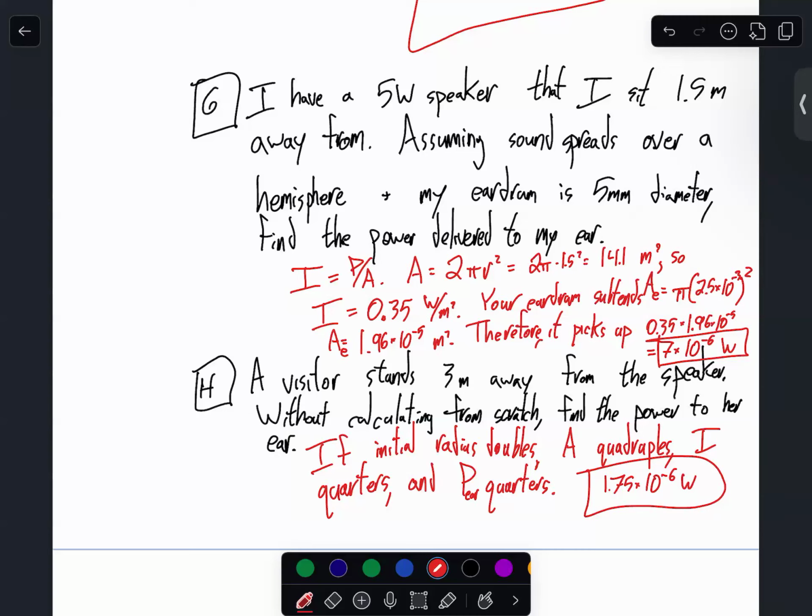Note, again, the eardrum cross-section the sound waves are striking is a circle. So you use pi r squared for that. Intensity times area is back to wattage.